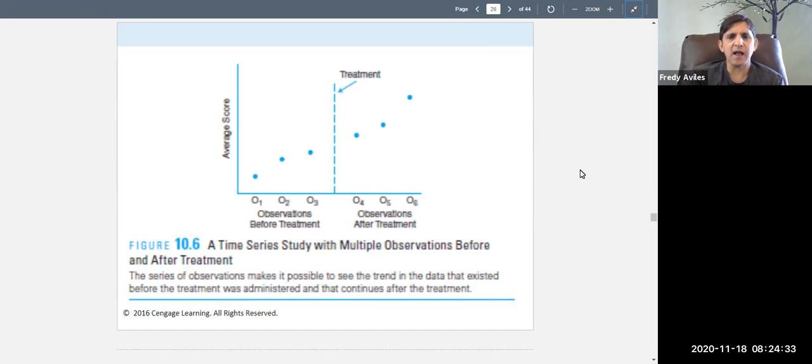So here's a graph over here. You have 3 observations before treatment. Let's say you're measuring blood pressure there. O1, observation 1, observation 2, observation 3, and then you have some treatment, let's say. Maybe the treatment is some relaxation training program, and then you check blood pressure after the treatment, O4, O5, O6, and you can clearly see there that it's not working.